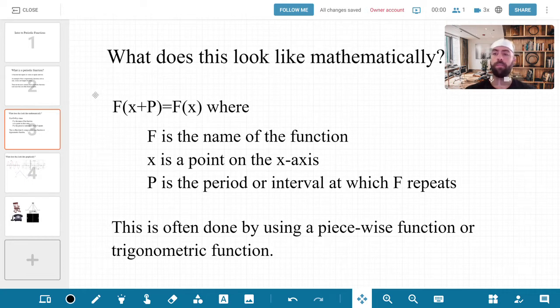There's only really two ways to do this that you'll work with, and this is a piecewise function or a trigonometric function. The piecewise function has to be defined normally in sections. If it repeats, it normally only repeats over a certain interval unless it's given as it repeats, like every even or every odd.